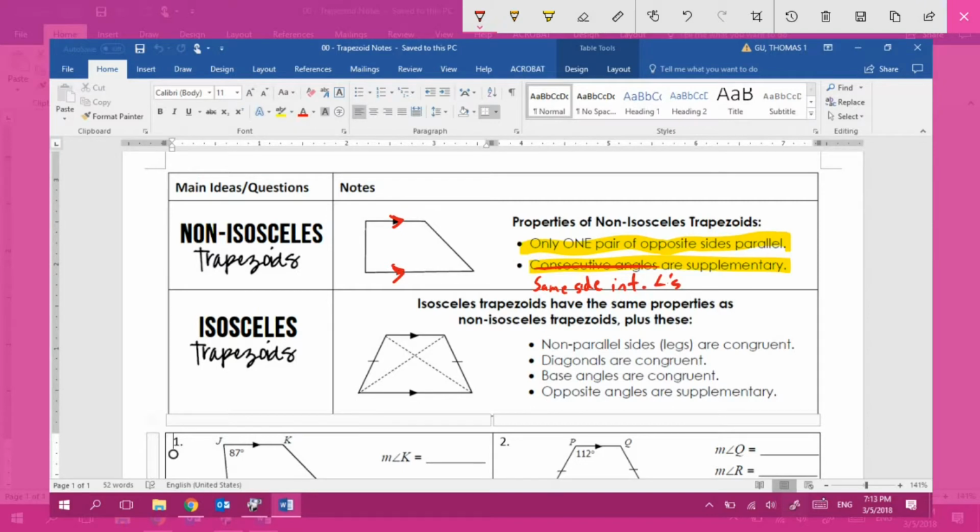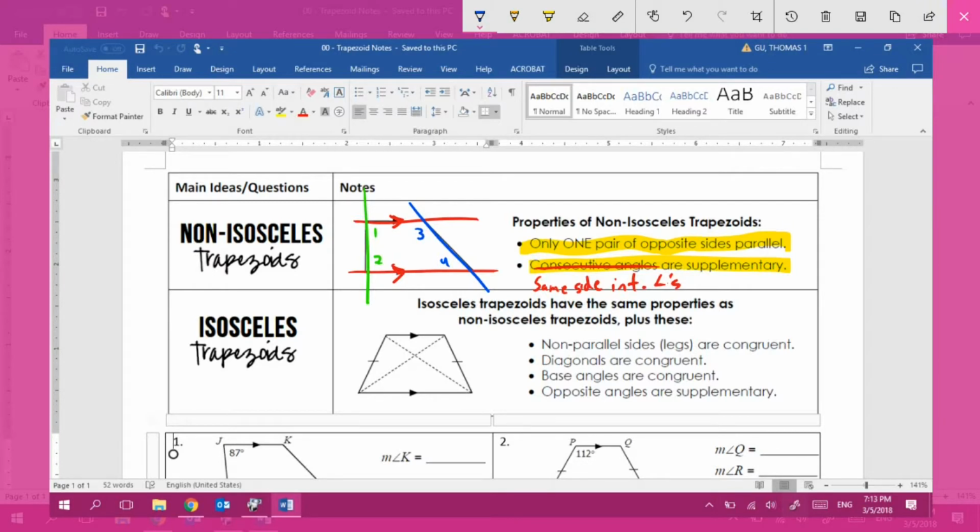Remember, if we have two parallel lines, as stated in the first rule, the top and the bottom, and we have a transversal that cuts through them, for example this one over here, then these two angles, 1 and 2, are the same side interior angles. They're going to add together to be 180 degrees. Also there's another pair like that over here, and angles 3 and 4 would also be same side interior angles, and they would add together to be 180 degrees. Okay? So those are the two properties of non-isosceles trapezoids.